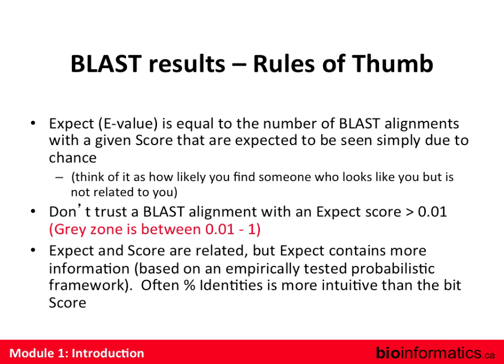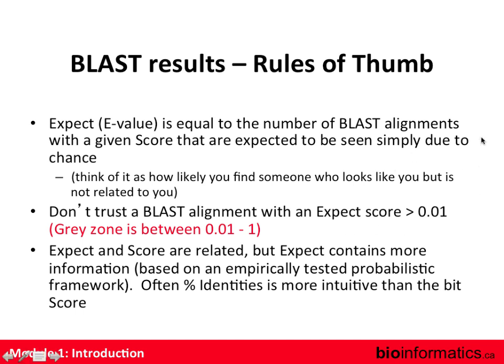Hopefully that gives you some intuitive sense of what the E value means. When it approaches zero, that means the probability of finding an unrelated sequence that's similar to your sequence by chance is approaching zero. And the higher the number, the higher the number of times you would see such sequences by chance. So the rule of thumb is that for a typical BLAST alignment, the E-value should be at least smaller than 0.01, and often we use 10 to the minus 5 as a safe cutoff.